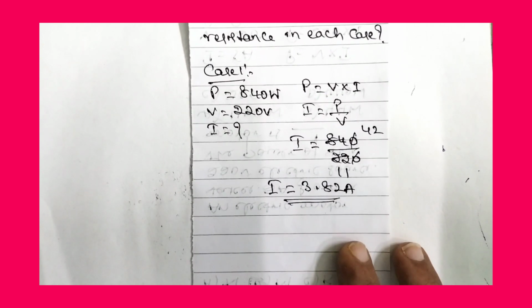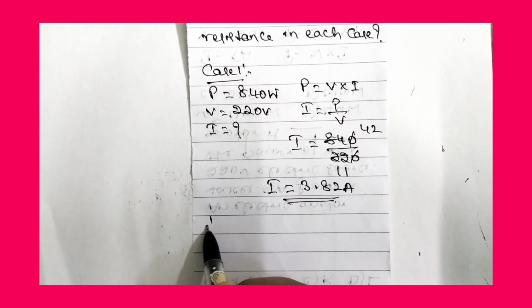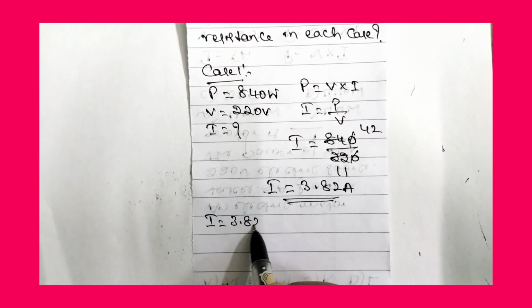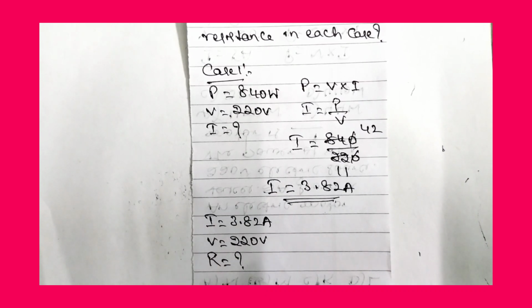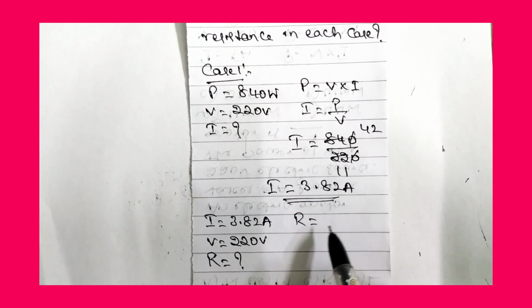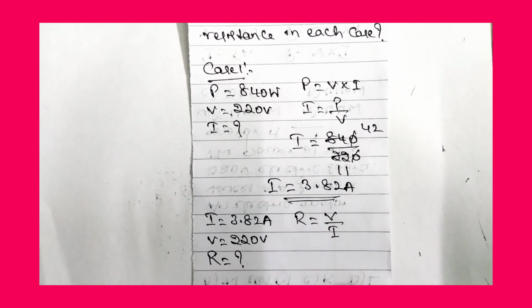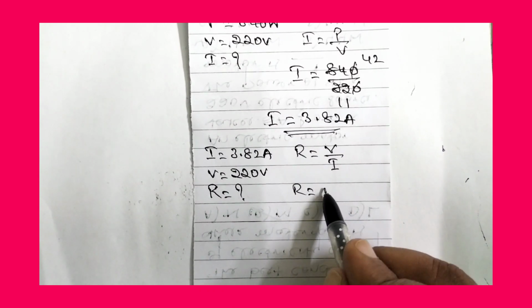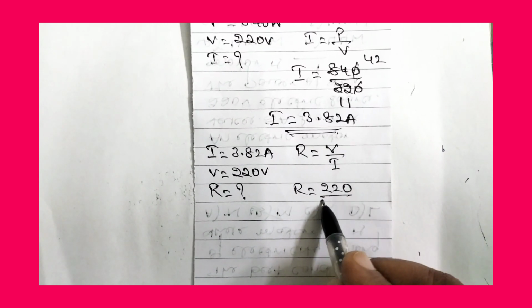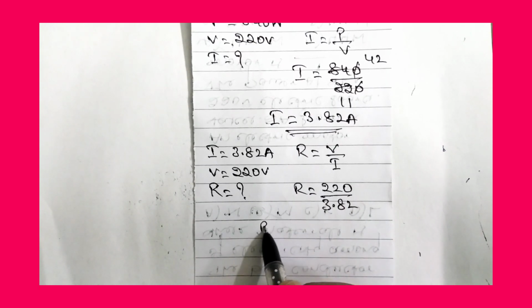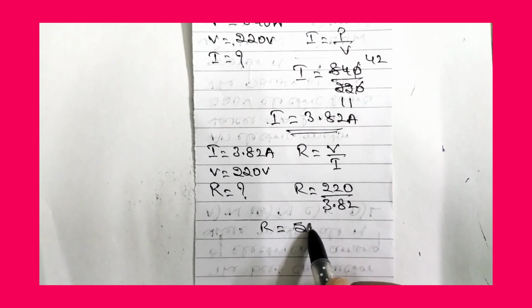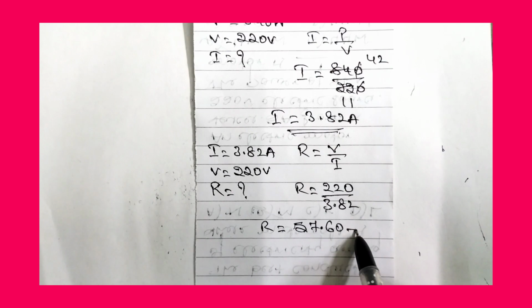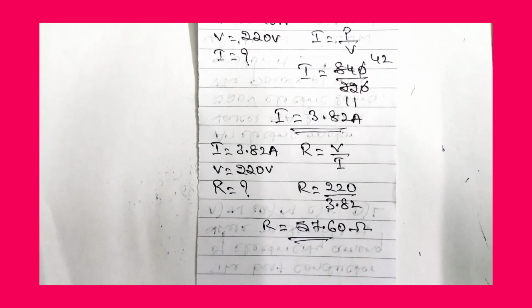3.82 ampere. So now let us find out the resistance. So current I is equal to 3.82 ampere, V is equal to 220 volts. Now we have to calculate what is the resistance. According to Ohm's law, R is equal to V by I. So R is equal to 220 by 3.82. So if I divide 220 by 3.82, I will get 57.60 ohms. So this is the resistance in the first case.